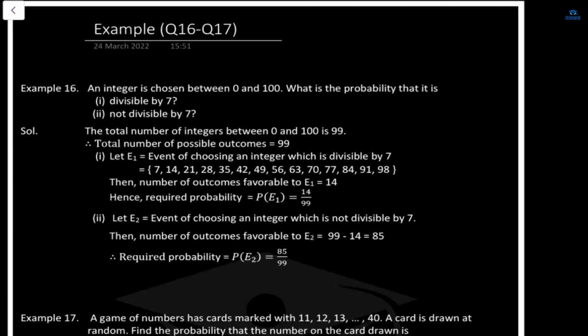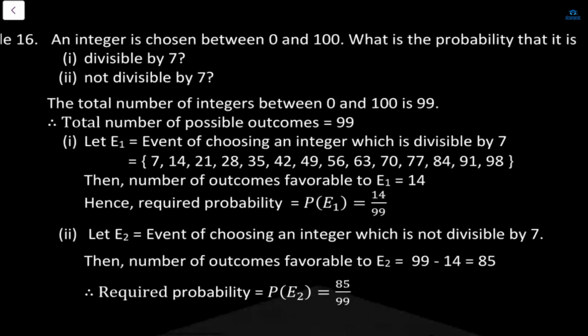So we have to find out divisible by 7. First we have to write the favorable outcomes. For favorable outcomes, you can directly write the table of 7, but you have to extend it after 10 also, not only till 7 into 10, because till 99, how many numbers are there which are divisible by 7? You can see here the numbers are 7, 14, 21, 28, 35, 42, 49, 56, 63, 70, 77, 84, 91, 98.